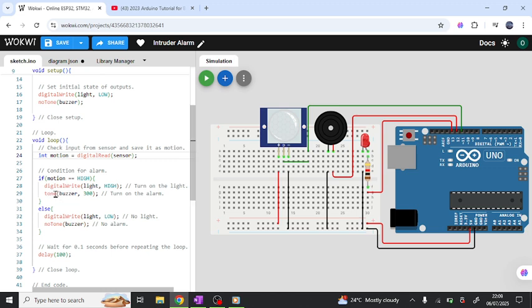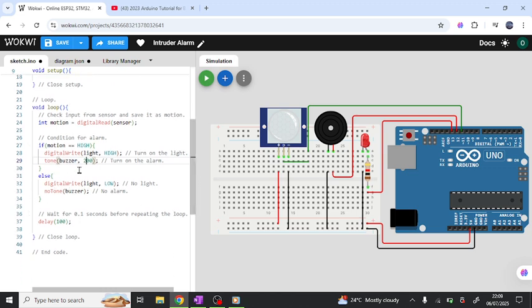Then for the buzzer, I will say tone, meaning the Arduino will send voltage back and forth, that kind of frequency oscillation, and when that happens, it will cause sound. So that's the function for this tone. This 300 can be any number, but the lower it is, the lower the frequency, and the higher it is, the higher the frequency. Let me use 800, that's a higher frequency. Let me use something low, 200. So, turn on the alarm.